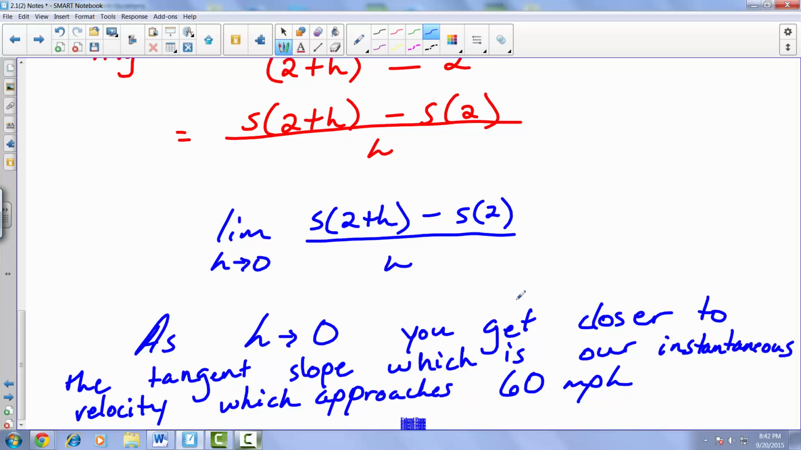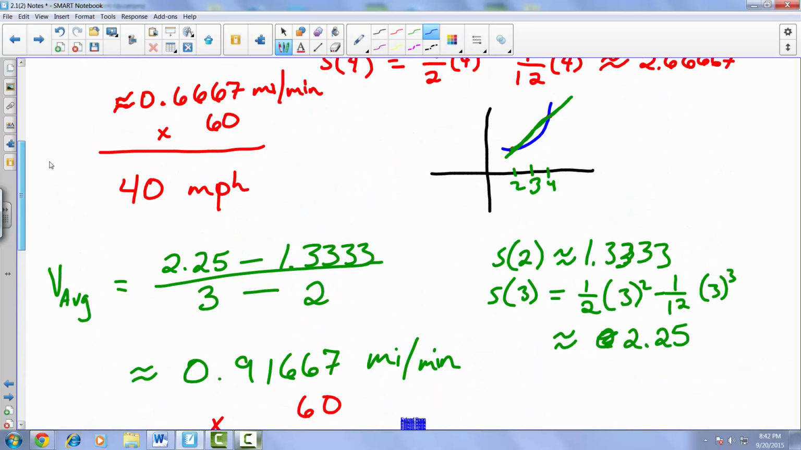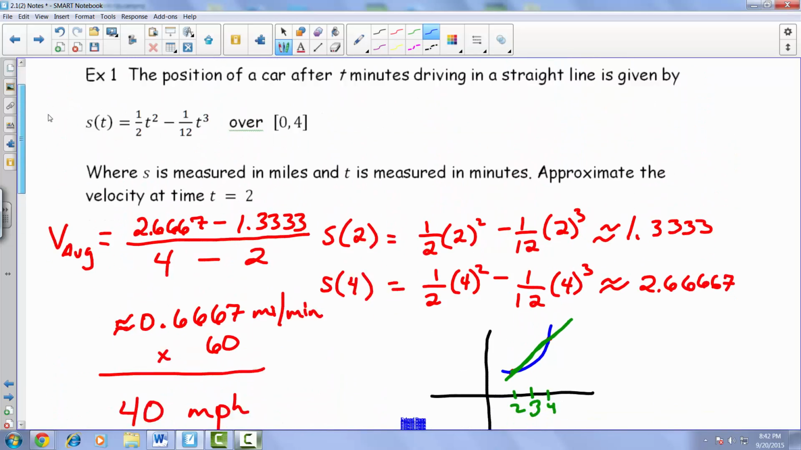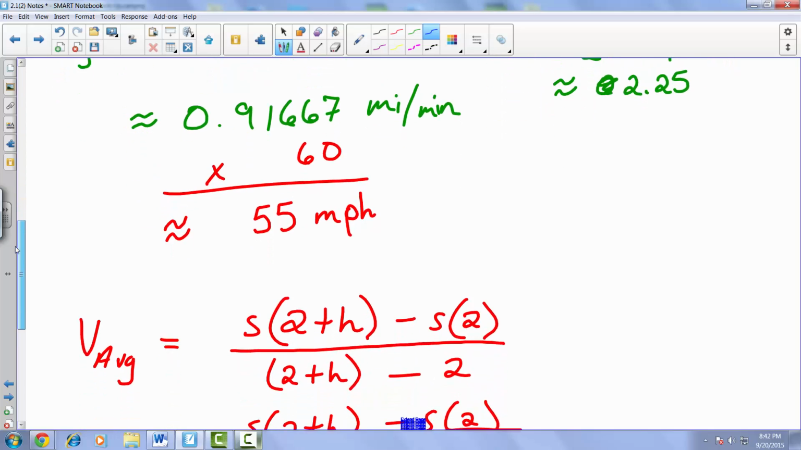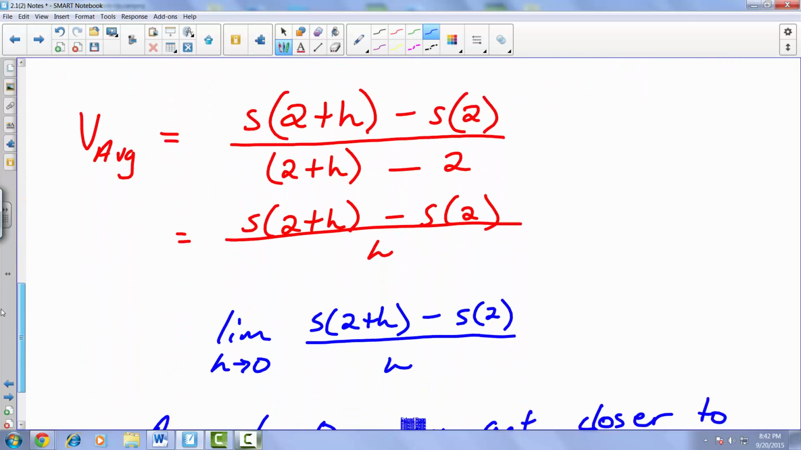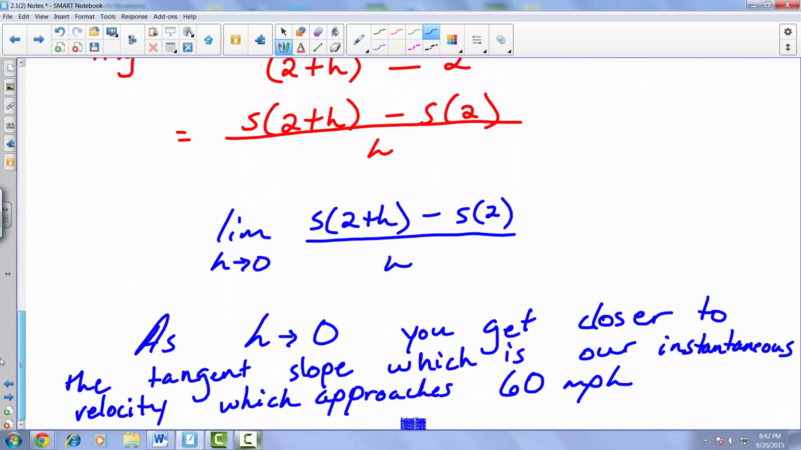So again, that is example one, just kind of seeing average rates of change or average velocities start to get closer and closer to that instantaneous velocity that we're hoping to find, specifically that speed at 2 minutes. Or I'm sorry, that velocity at 2 minutes. But again, that is example one from our 2.1 number 2 set of notes.